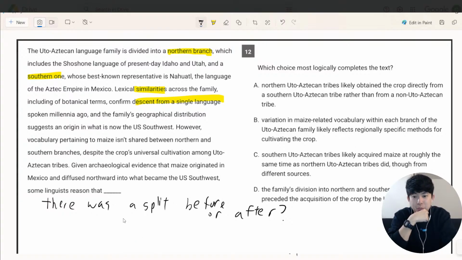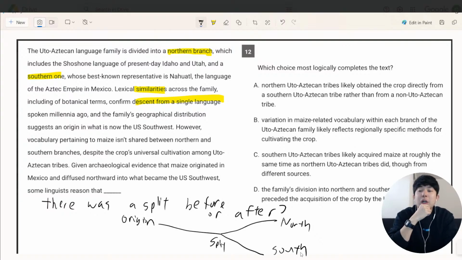We have the origin, and then we have some time, and then we have the split, and then we have north and south. Okay, so this visual type of representation helps some people. However, what do we have? These are similar. Maize isn't shared.